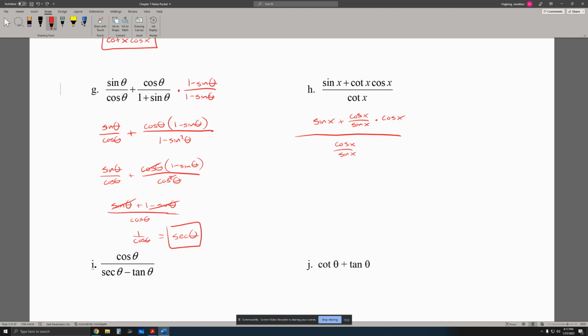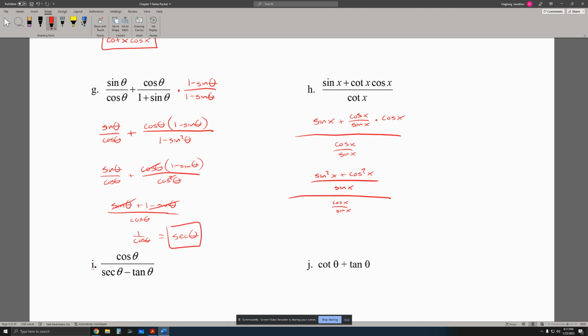Actually, let me go ahead and simplify the numerator. So if I want a common denominator of sine of x, we're going to multiply this first term by sine x over sine x. So we get sine squared x, and then we have our plus cosine squared x, and that's all over sine of x, and that's all over the cotangent, or cosine x over sine x.